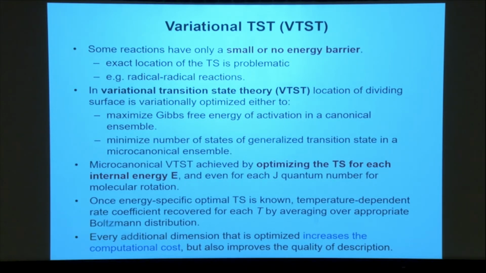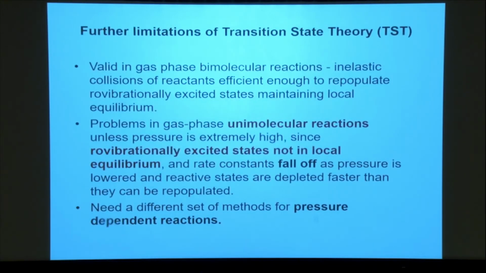And we might also even include each quantum number, for example, for molecular rotations. So basically what we're doing here is re-optimizing the position of the transition state for different energies and for different internal energies. So you will see this mentioned for some of the radical reactions that we might talk about later on.